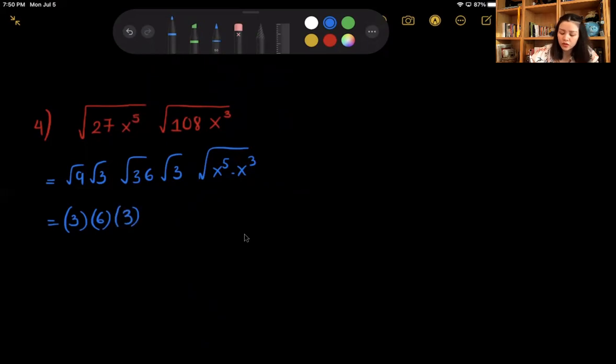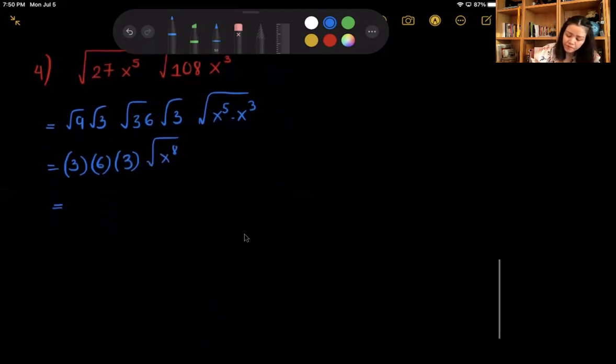And then for the variable, square root of x to the 5th times square root of x to the 3rd, same base. All you have to do is add the exponents, right? So we have square root of x to the 8. 3 times 6 times 3, which is 54, right? Square root of x to the 8, so this is a radical expression, right? If I want to change it into a rational exponent expression, I can write it as x to the 8 over 2, which is x to the 4, right? So this is x to the 4.